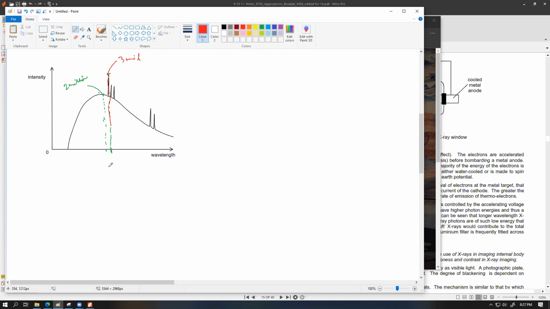So what is actually happening? Why do we have so many extra photons available at a very specific frequency, which is giving us a spike? These spikes are related to the energy shell values of the metal target. These spikes are related to the energy shell values of the metal target. Here comes the discussion about the metal target atoms.